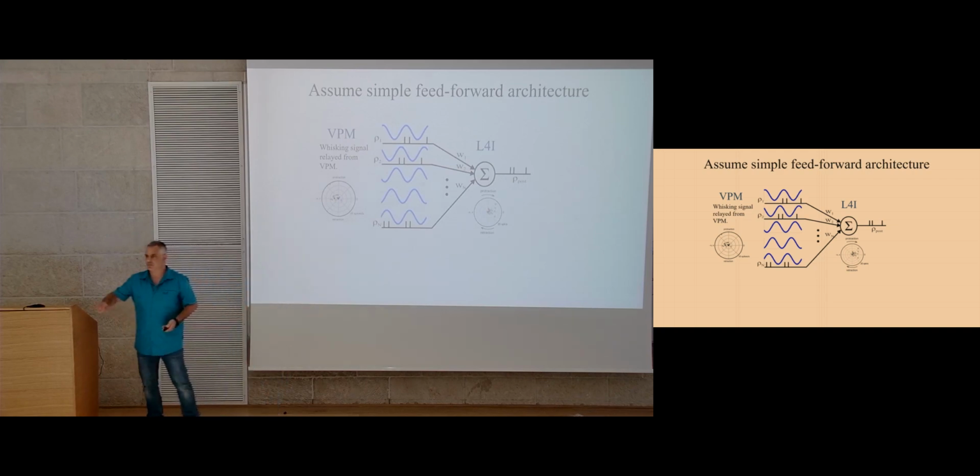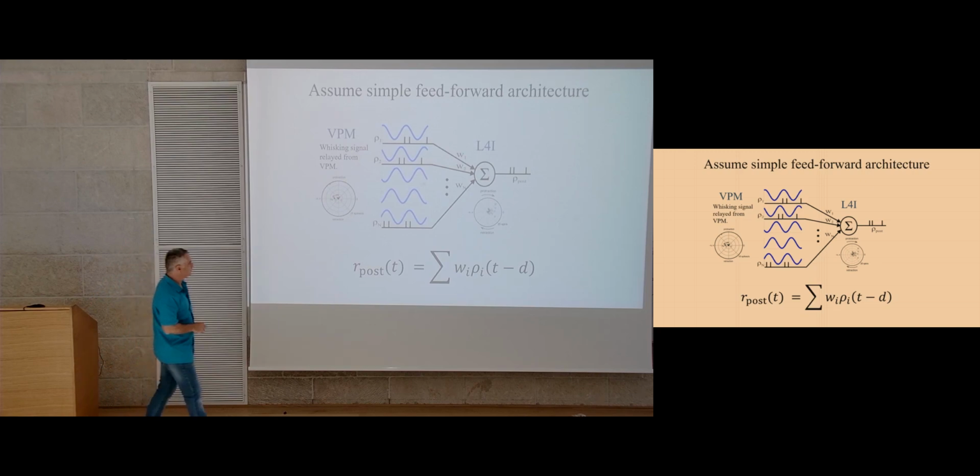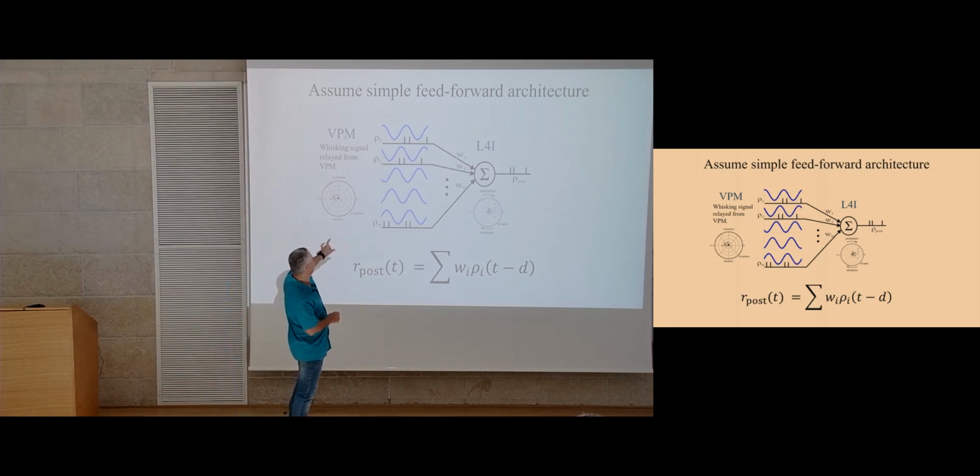Okay. Question. Yes. So is it clear that the VPM neurons are less tuned or untuned, or are both VPM and L4 neurons tuned? So the question, I need to look it up. Let's see. Why would you say less tuned or more tuned?